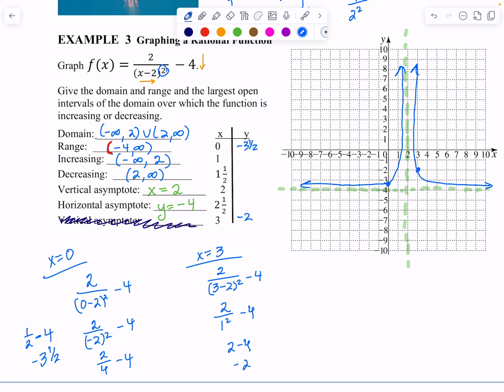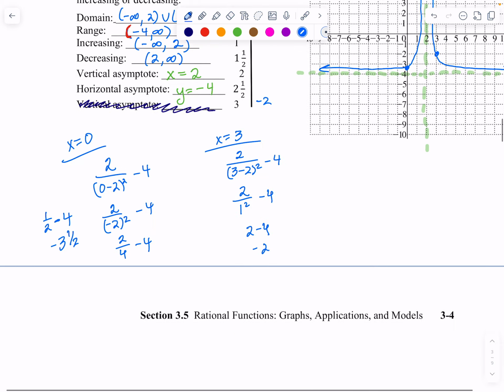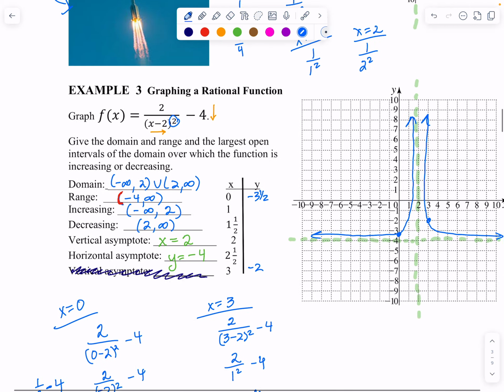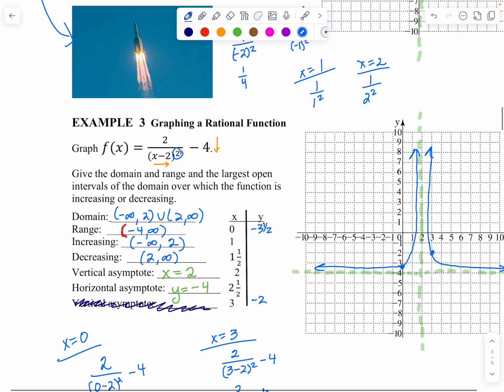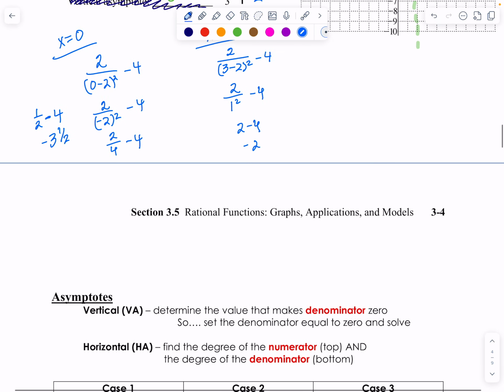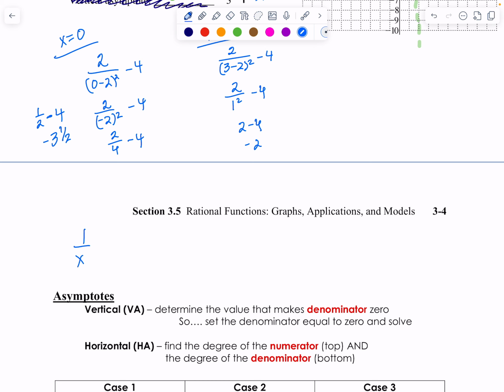Okay, so what we have done so far is we've taken our 2 parent functions, so that's 1 over x and 1 over x squared. And we have moved them up, down, right, and left, and flipped them and stretched them, okay? But my equations make it a little more involved than just this. I may have x's on top and x's on the bottom. So we need to investigate this a little bit more.